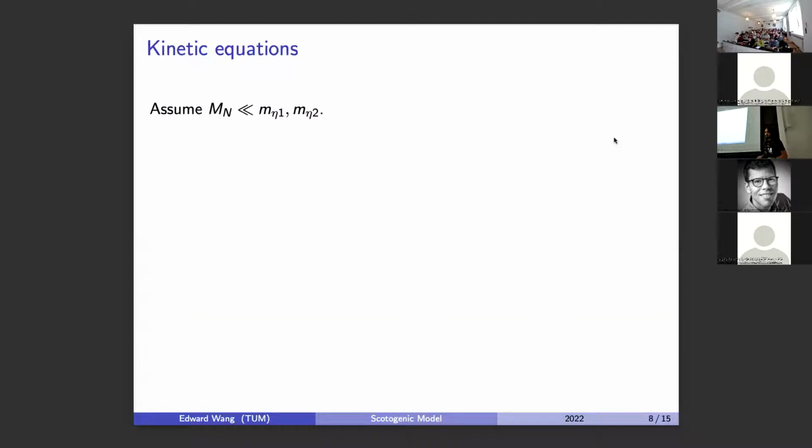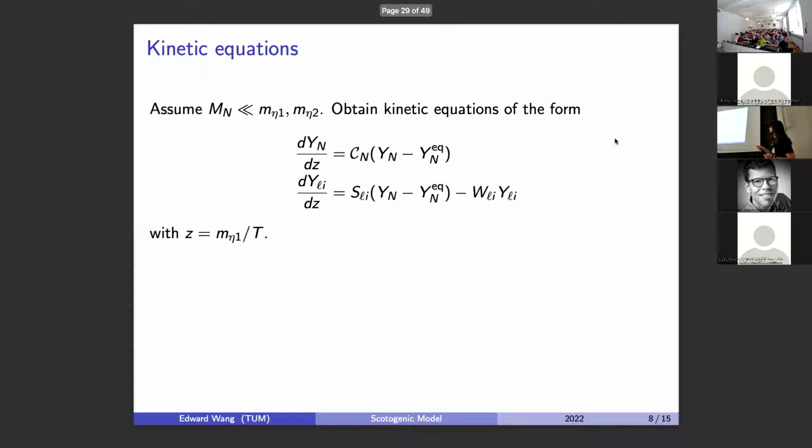Now let's assume that we have the following scenario where the Majorana-Fermion is much lighter than the two scalars. In the end, computing leptogenesis amounts to solving Boltzmann equations, as we have seen several times today. And in the end, what we find are kinetic equations of this form, where here we have the particle yields for the Majorana-Fermion, here the particle yields for the leptons. We take z, which is m divided by T, as a time variable. And so the first equation is telling us the evolution of the Majorana-Fermion.